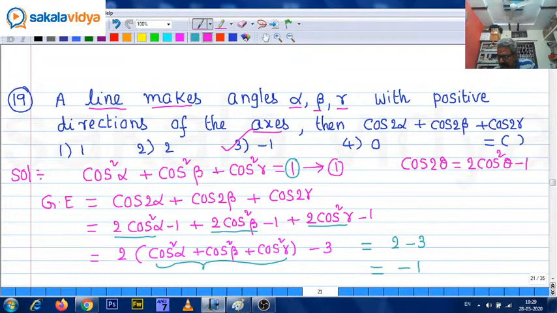Yes, we will get the same answer with sin square alpha also. Even cos 2 theta we can write as 1 minus 2 sin square theta at that time.